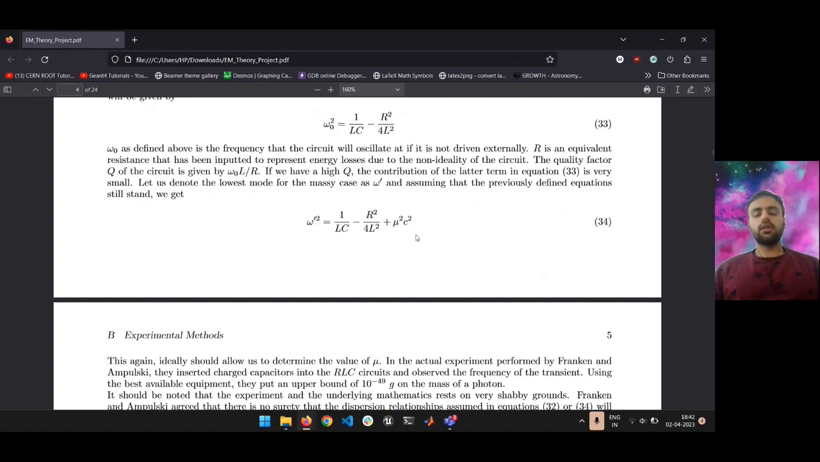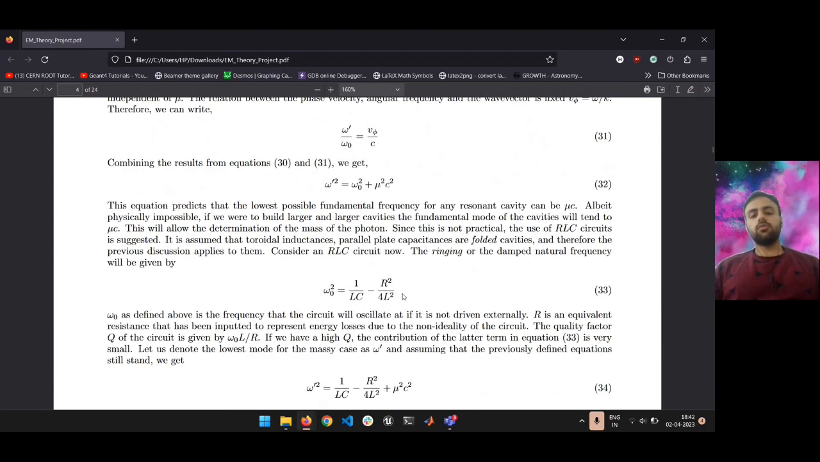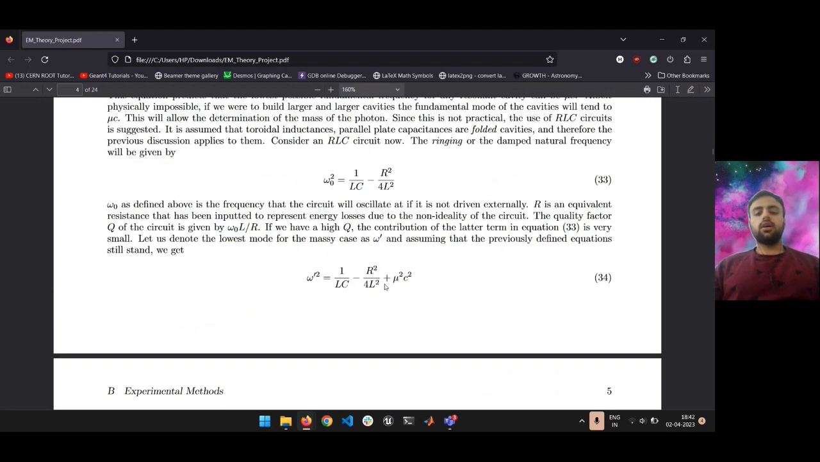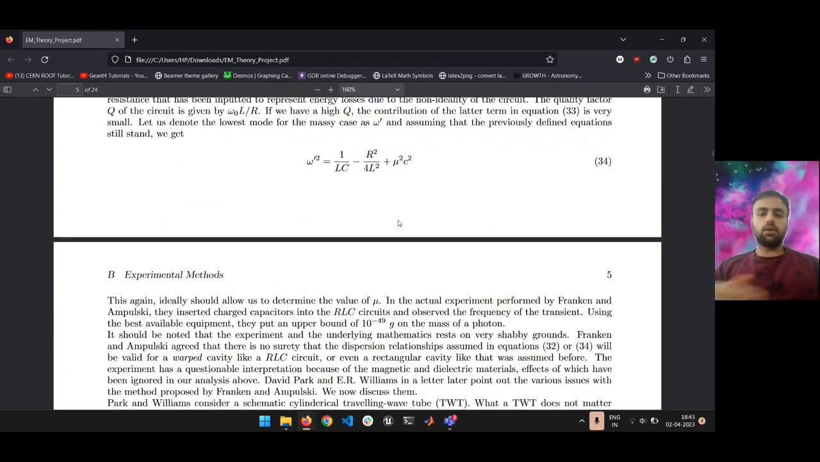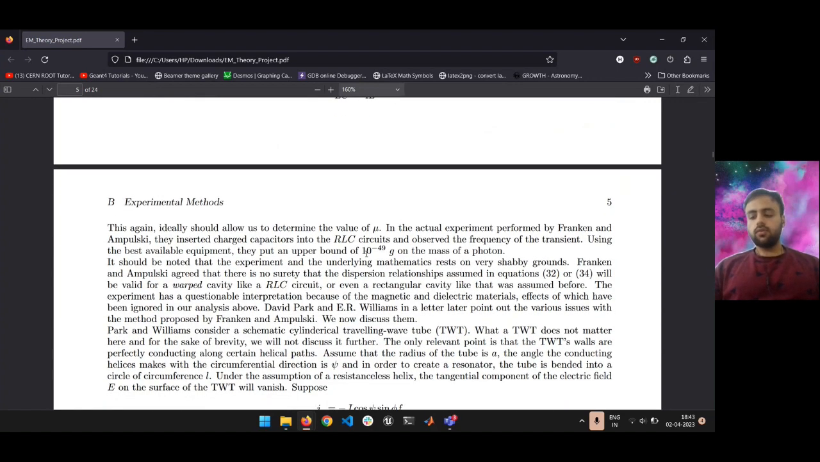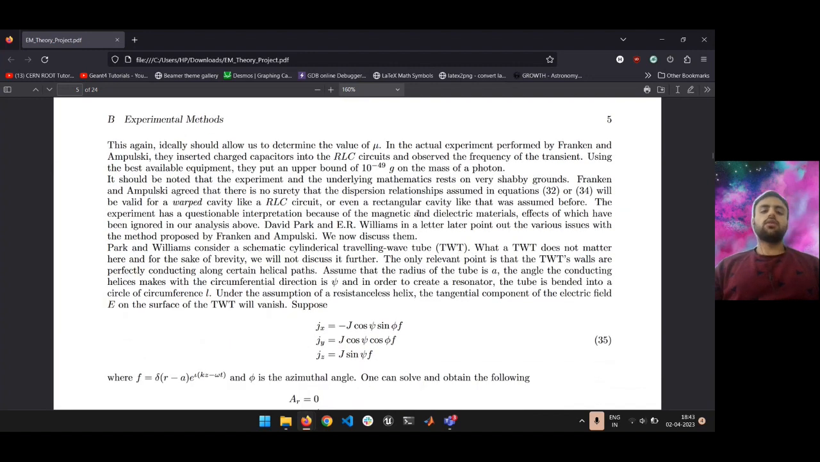They say that if you have something like this, then, using the same logic as before, we can try to get an idea of the value of mu here. So they performed this whole process and obtained an upper bound of 10 raised to minus 49 grams on the mass of a photon. This is what they have.